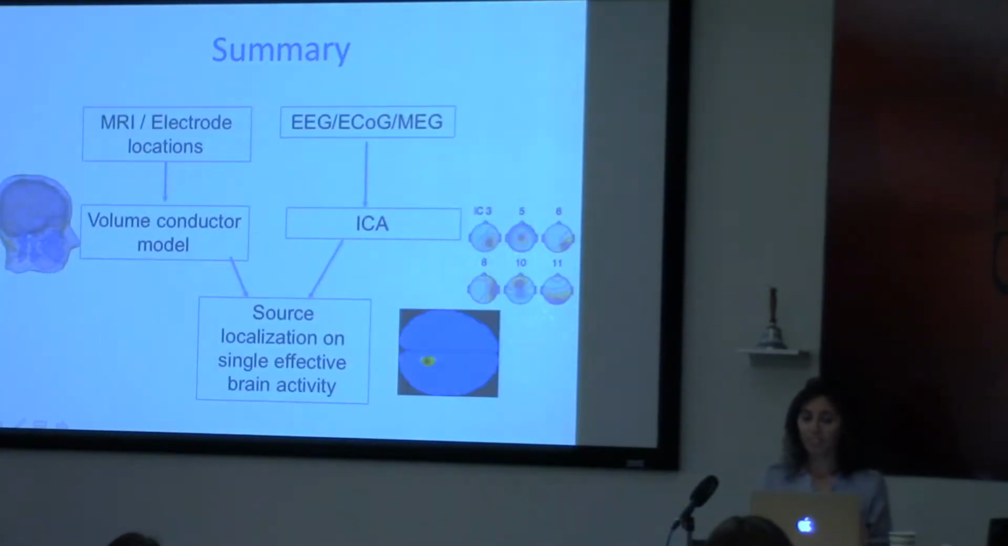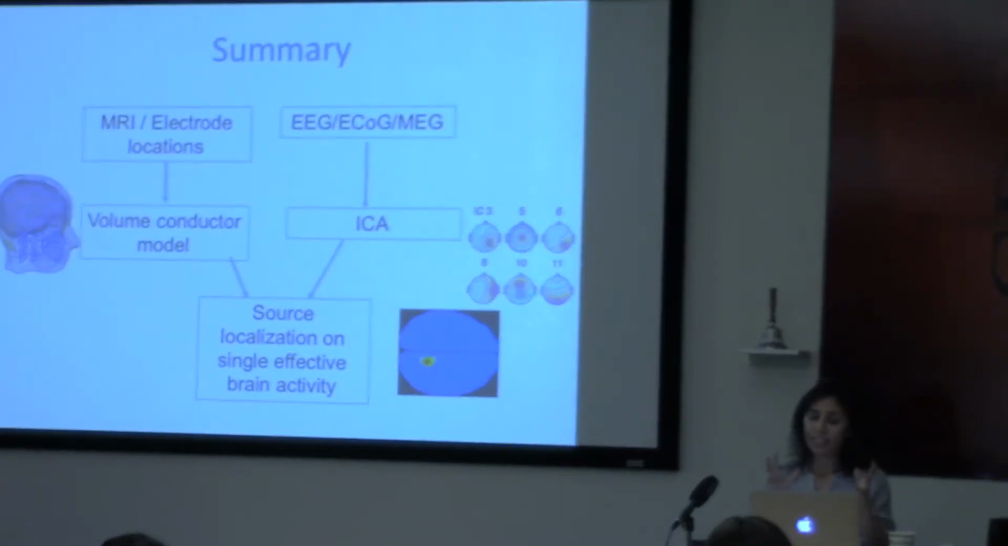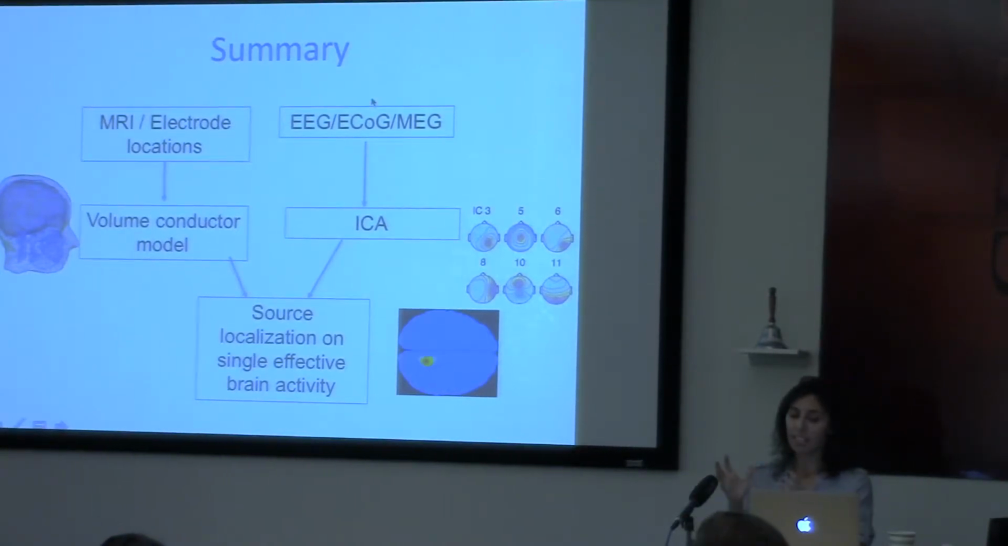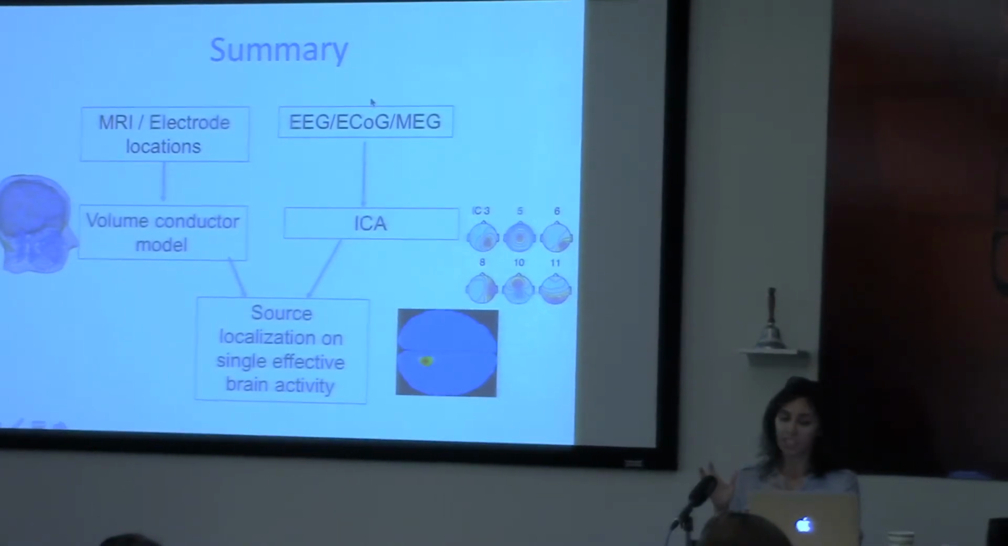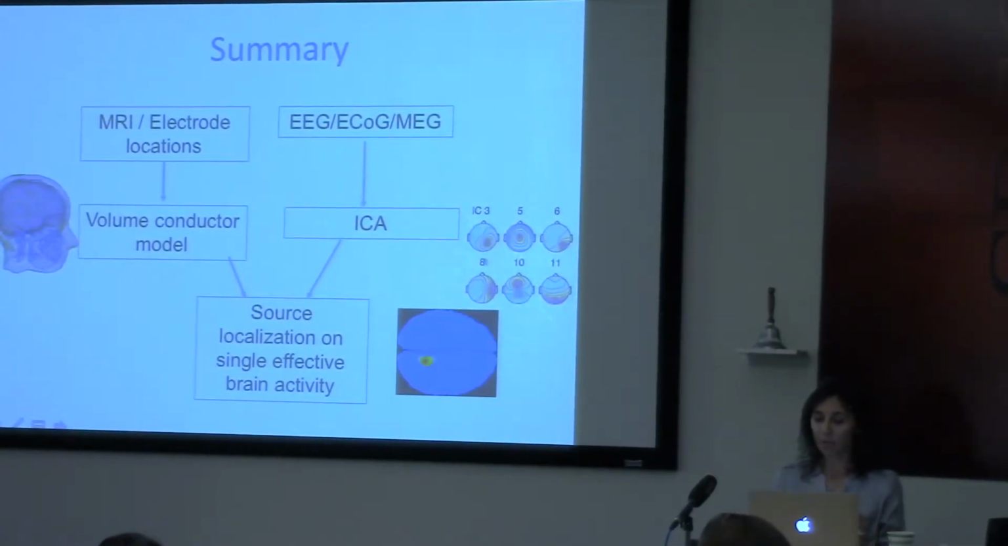So in summary, on one hand, we take the MRI and electrode locations and generate a volume conductor model that would give a correct head geometry for the conductivity layers, and also the conductivity distribution of the volume conductor model. And on the other hand, we take the EEG, ECoG, or MEG signal, and we apply source separation. We separate the sources.